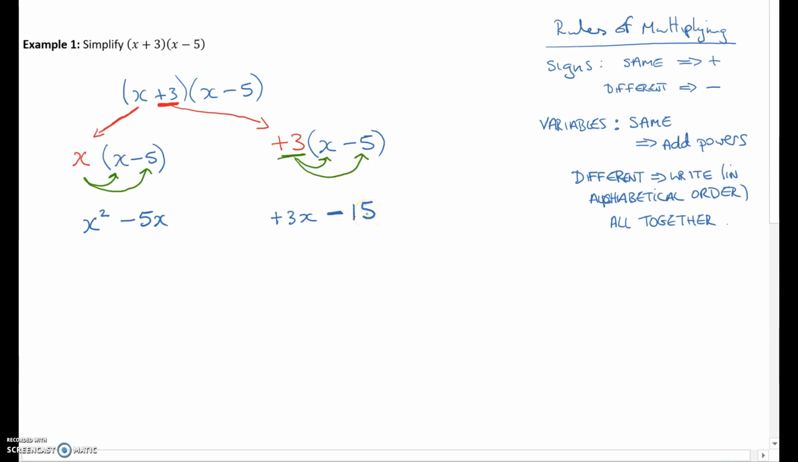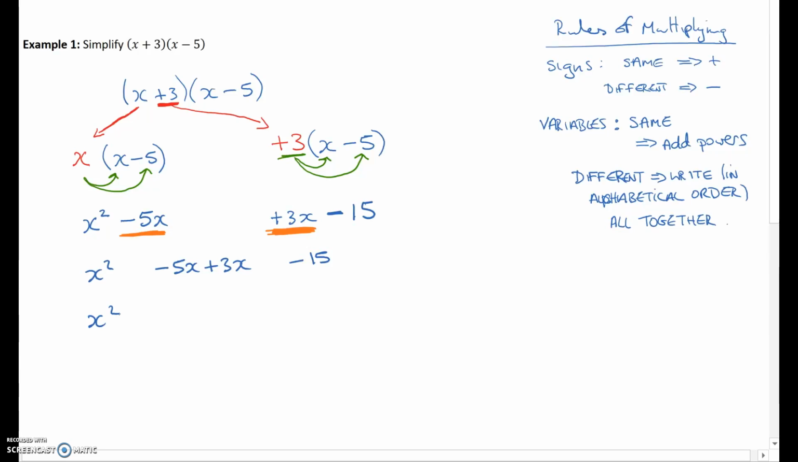Okay, the last step is to look for like terms. Look for like terms in what you've got, and the like terms are here. Now, always include the sign. The only time that you can ever ignore a sign is if it comes right at the start of a line and it's a plus. That's the only time you can ever ignore a sign. But in this case, we're going to have x squared, and we'll have minus 5x plus 3x, and we'll have minus 15. So it's x squared.